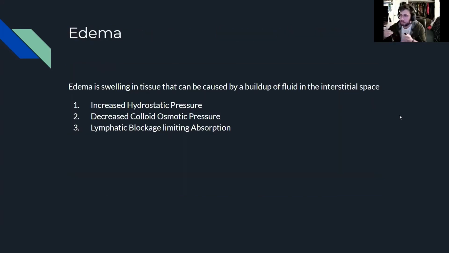Edema is the swelling of tissue just from a buildup of fluid in the interstitial space, as well as buildup of fluid in lymph. There are a dozen different ways for edema to occur. I'm just going to be showing you 3 examples that use predominantly terms that we already know.